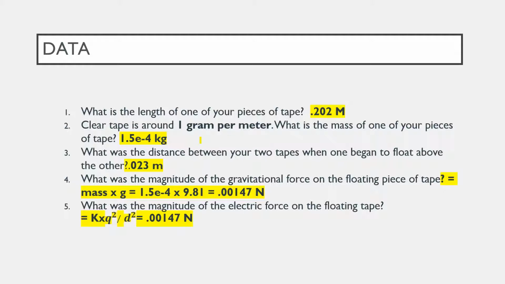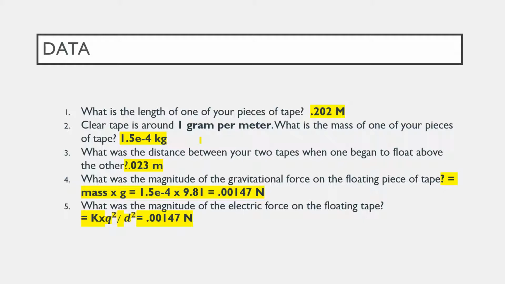The length of one piece of tape was 0.202 meters. A clear tape is around 1 gram per meter. The mass of my piece of tape was 1.5 times 10 to the negative 4th kilograms. The distance between the two tapes when they began to float was 0.023 meters.